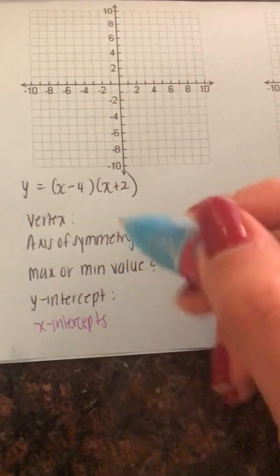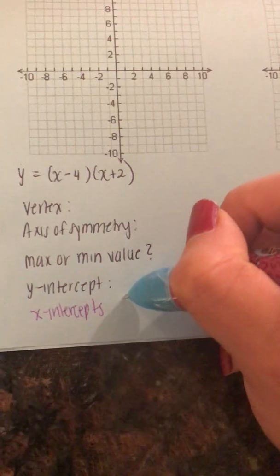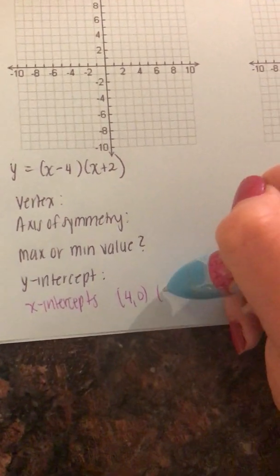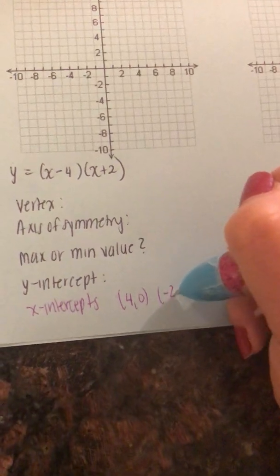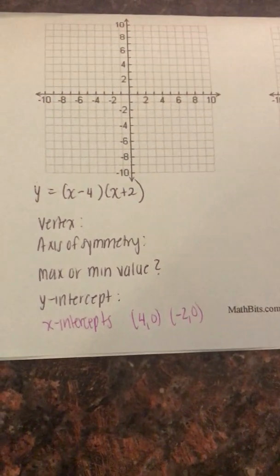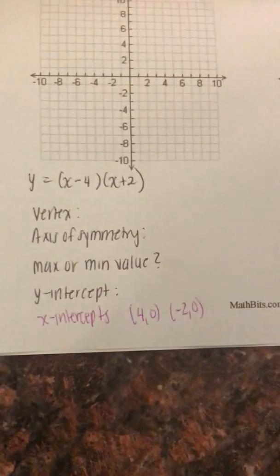So in here, one of the x-intercepts is at x equals 4. So the first x-intercept is (4, 0), and the other one is at (-2, 0). So the x-intercepts get the opposite signs when they're in the form of x minus p and x minus q. So p and q are the x-intercepts.